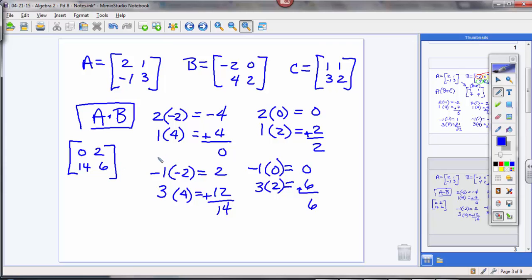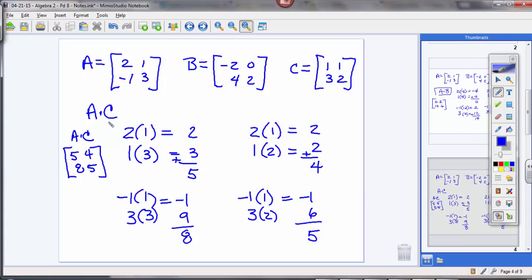We next have to multiply matrix A times matrix C. Here's matrix A times matrix C. Take the 2 and the 1 and go with the 1 and the 3 for column 1 of matrix C.